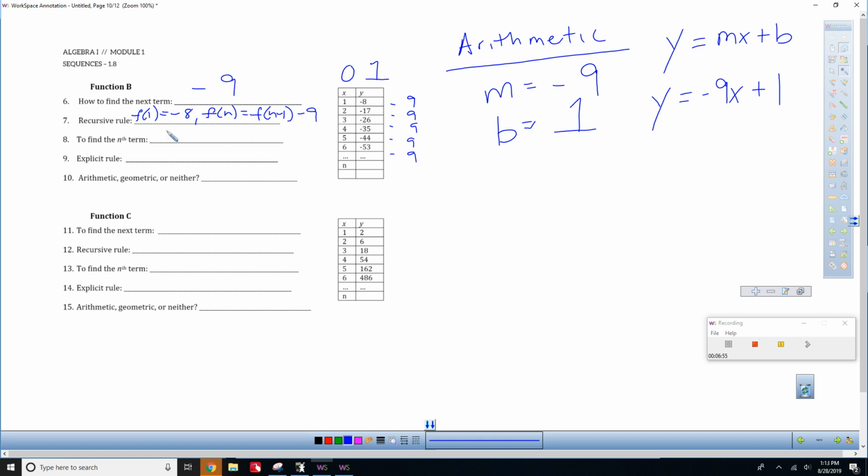The nth term, f of n, will equal -9n plus 1. The explicit rule is y equals -9x plus 1. This is arithmetic.